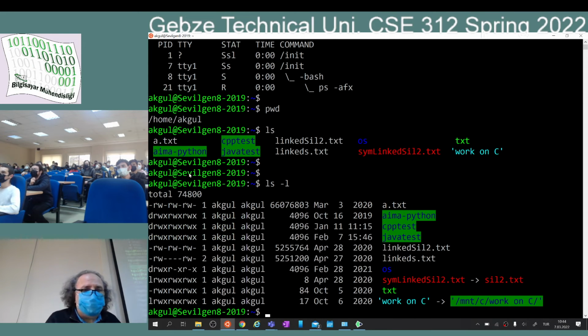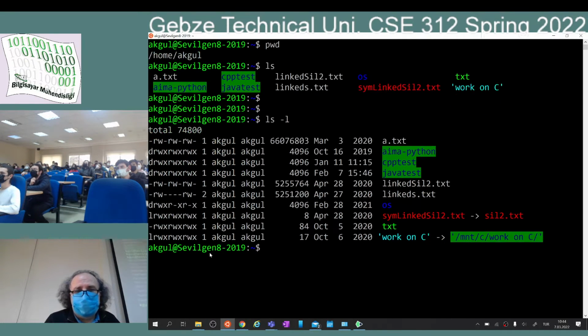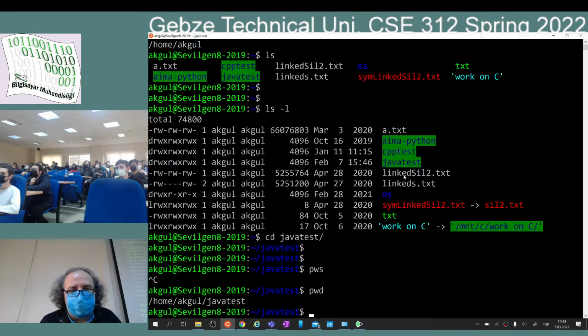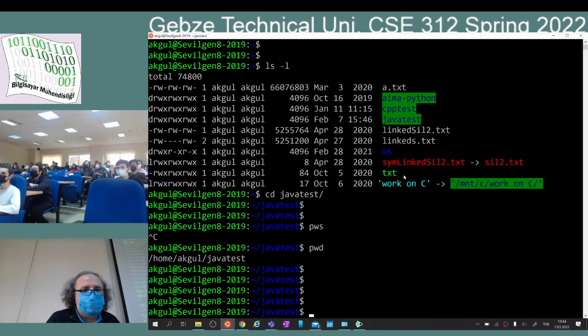If I do this, I would know which one is a file and which one is another directory. For example, this one is another directory, Java test. Let me switch to that one, and go there and ask the same question, what is my working directory? This is my working directory. Now it has changed. So these are the concepts that are almost common with all the operating system shells. And again, we are going to look at them one by one.